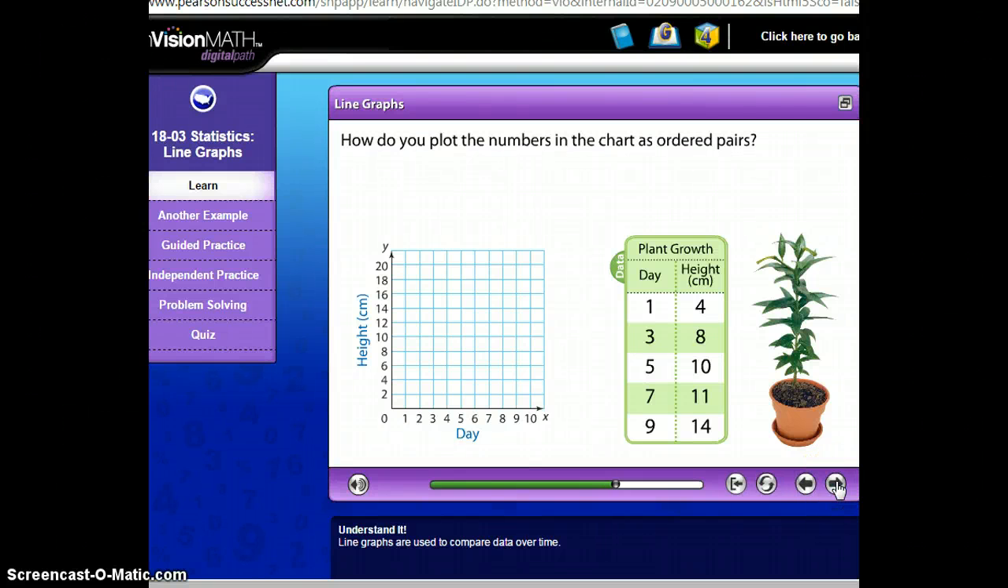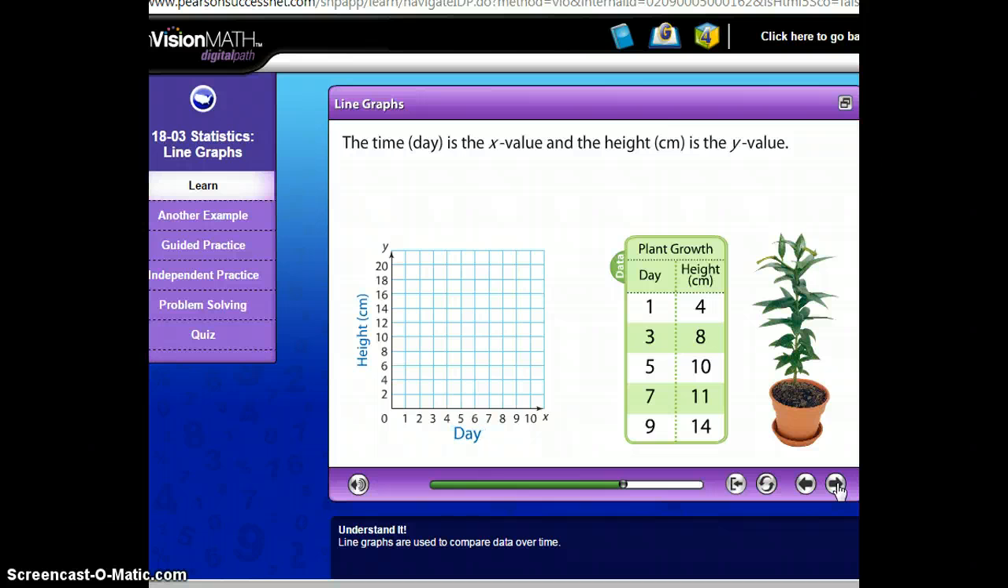How do you plot the numbers in the chart as ordered pairs? Okay, so we know 1, 4 is an ordered pair. We go over 1, up 4, put a dot right there at the corner where they meet. Then we know 3, 8 is an ordered pair. 3 is my X, I go over 3. 8 is my Y, I go up to 8. Right there at the corner, I put a dot, a point. Over 5 X, up 10 Y, plot a point. Once I have all my points plotted, then I will get my ruler and connect them.